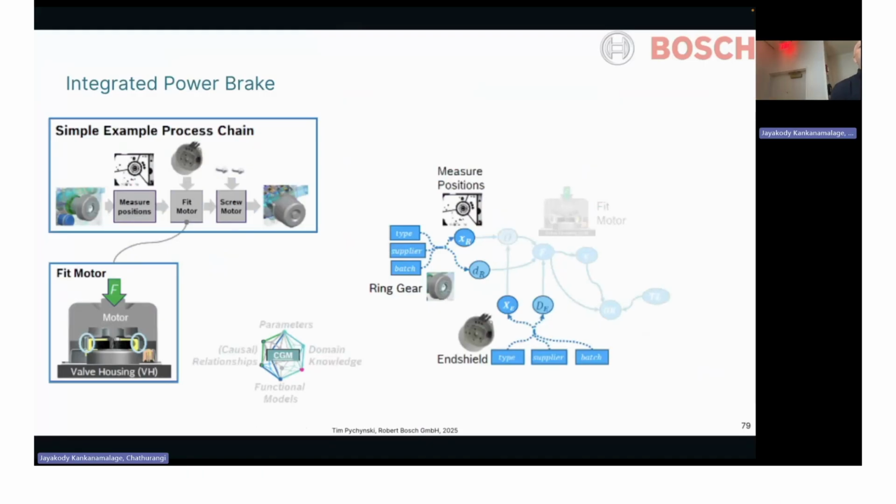So just a quick example is the integrated power brake. So basically, if anybody has a vehicle that can detect objects in the road and will stop automatically, basically this is a system that does that, right? In this case, I mean, we're not going to talk about the entire product, but in this case, there's a motor. That motor needs to be fit into a housing and then needs to be fastened with a few screws, right? And so basically, we start with just the components of the system, right? So we have ring gear, end shield. Basically, they're just, you know, the components here. But we put these into our graph.